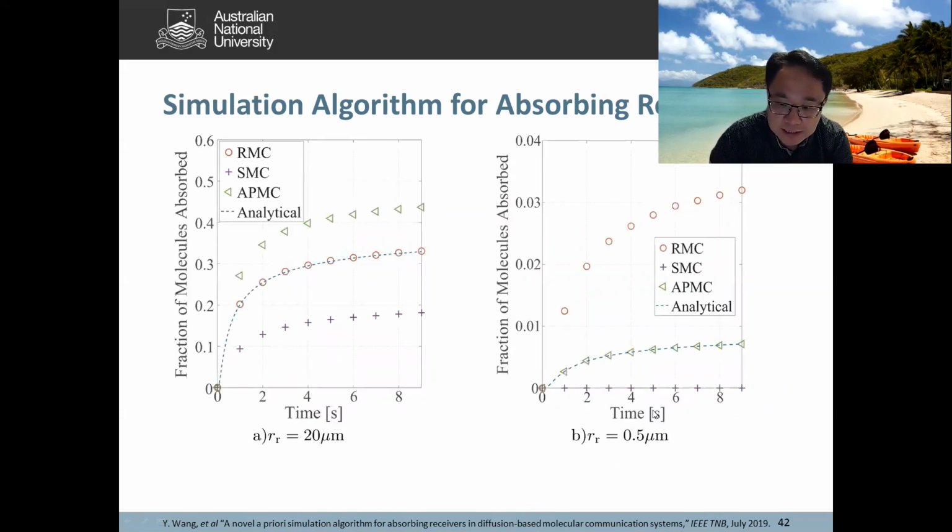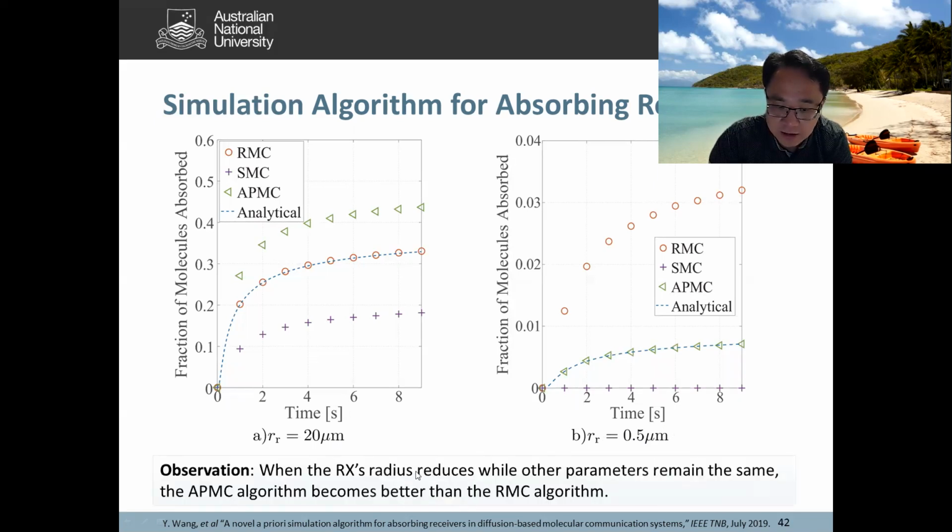Then we also consider a smaller receiver. When we consider a smaller receiver with a radius of 0.5 micrometer, we can see that when the receiver's radius decreases, our algorithm becomes much more accurate than the existing RMC algorithm. Again, this is expected, and this is the benefit of our proposed APMC simulation algorithm.